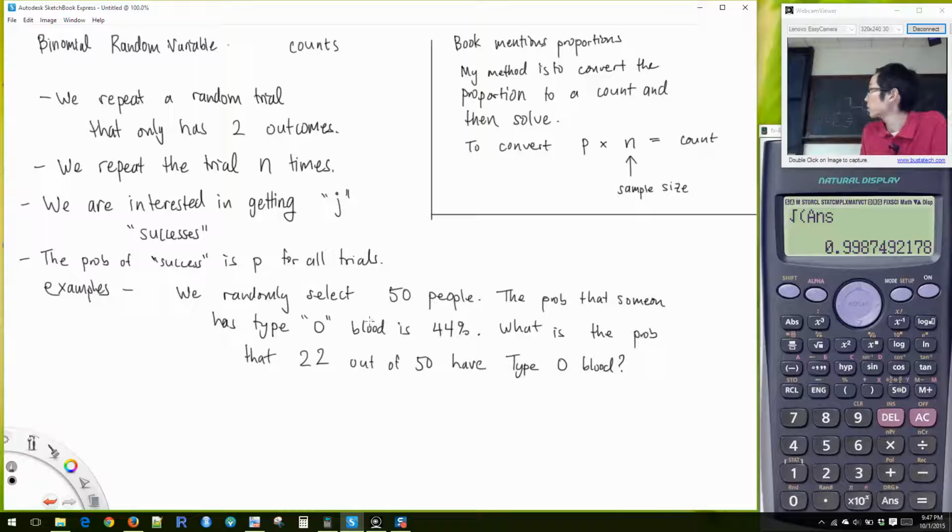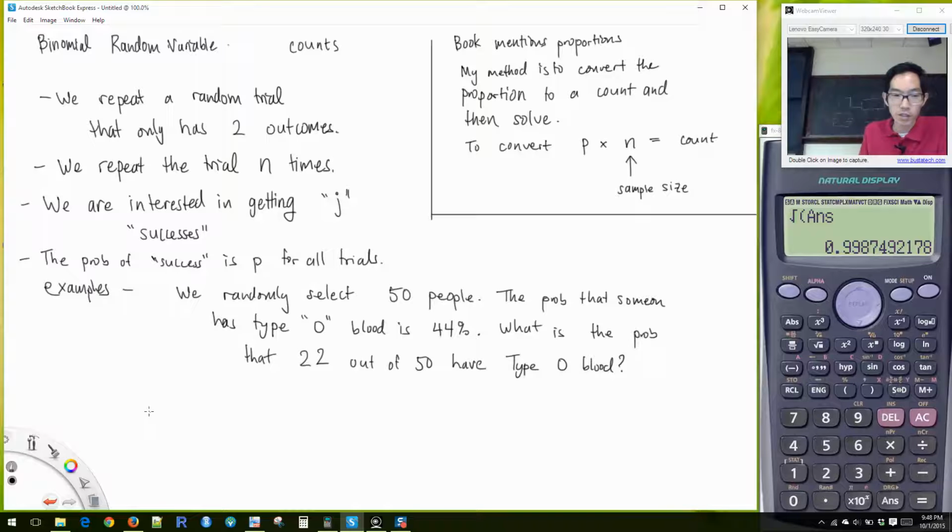Okay, so in this case, we are repeating a random trial, which is a random selection of a person, right? I'm randomly selecting a person. I'm doing this 50 times. Every time I select someone, there's a 44% chance that this person has type O blood, and I'm interested in the probability of getting exactly 22 out of 50 people having type O blood. And does this question make sense?